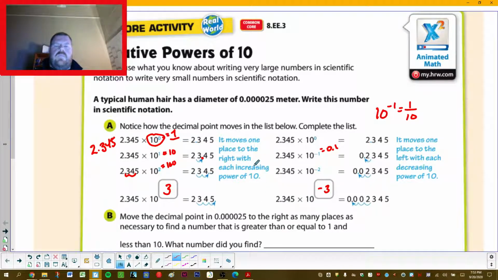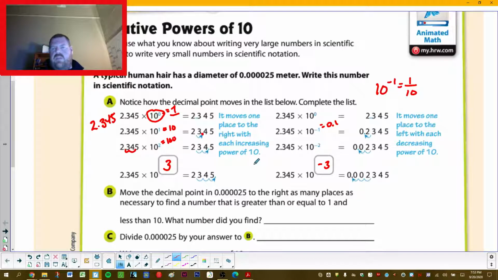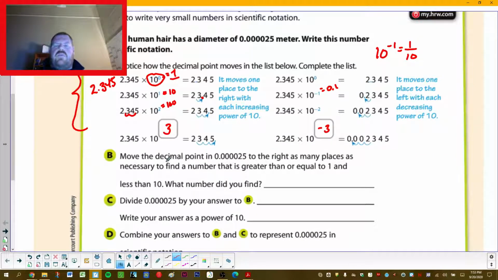Now this whole explore activity started with this problem up here, talking about the diameter of a human hair, and then they went off on this tangent. I don't know why, but this part A is just like a little side story, so to speak. So we want to move the decimal point in 0.0000025 as many places to the right as we need to get a number between 1 and 10. And the question is, what is that number going to be that is between 1 and 10? Well, hopefully we're saying that it's 2.5.